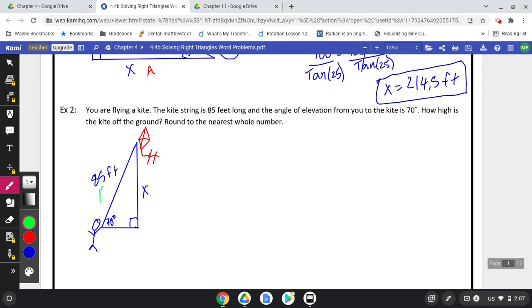So let's label now our missing sides. We know this is our H, this is our O, this is our adjacent. We don't care about the adjacent in this problem, we just care about the O and the H, because that is where the information is. There's an X and an 85.